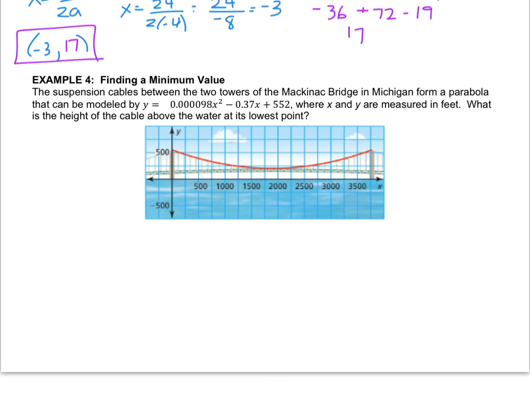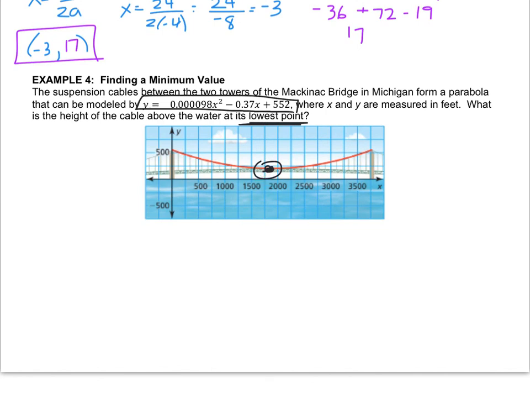All right, I'm going to talk you through example 4, and then you're going to do it. The suspension cables between the two towers of the Mackinac Bridge in Michigan form a parabola. You can see the parabola right here of the cables. And they're modeled by this crazy equation. Don't freak out. Where X and Y are measured in feet, what is the height of the cable above the water at its lowest point? So that's a minimum, right? They're talking about this vertex, the lowest point. And you can see the parabola right here. And so they just want the height, so they want the Y value of this vertex point.